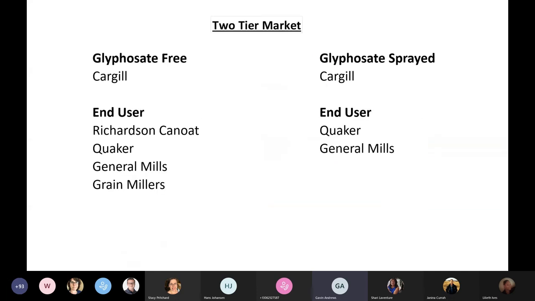Sorry, I'm going a little bit over time here, but really the oat market has developed into a two-tier market. And it really comes down to glyphosate-free oats and glyphosate-sprayed oats. And that's the two tiers of the market. I'll get to that question in 1 second.